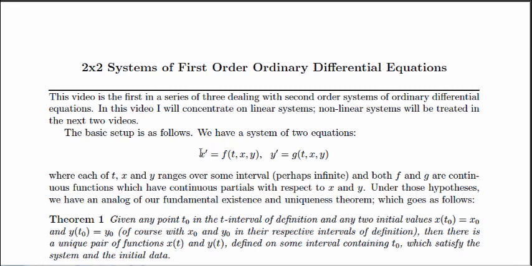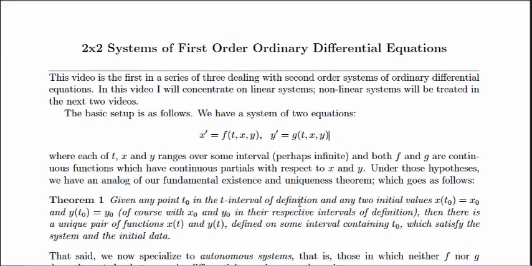So here's our basic setup. We have a system of two differential equations. x prime, or dx/dt, is an expression in t, x and y, and similarly dy/dt is another expression in t, x and y. The assumption is that t, x and y range each over some interval, perhaps of infinite length, and both f and g are nice continuous functions which have continuous first partials with respect to the x and y variables. And under those hypotheses, we actually have an analog of our basic existence and uniqueness theorem.